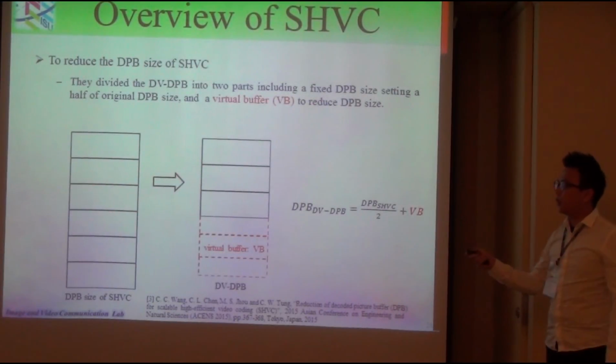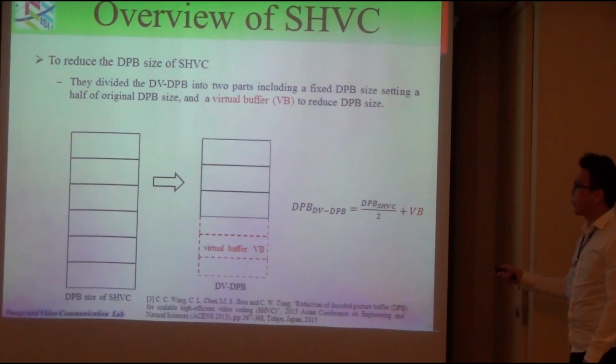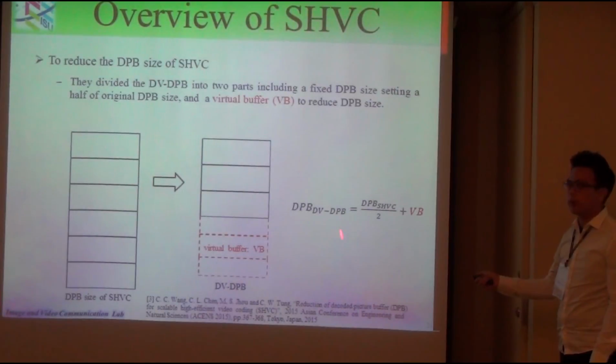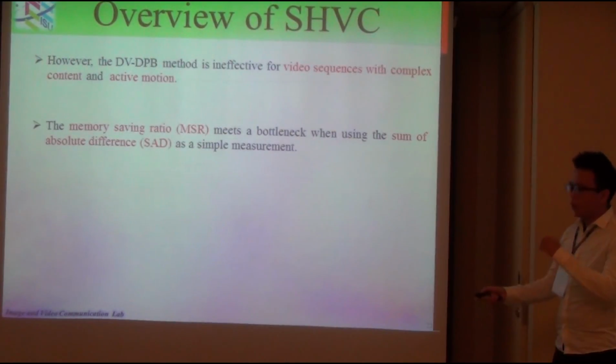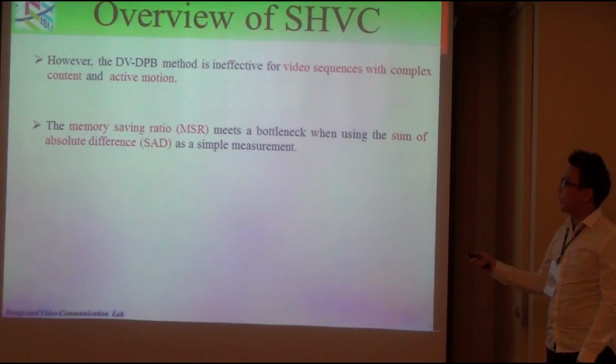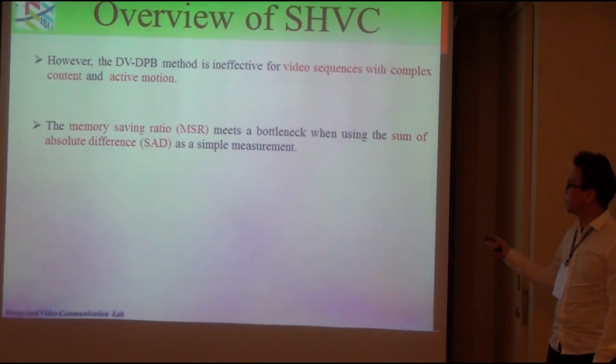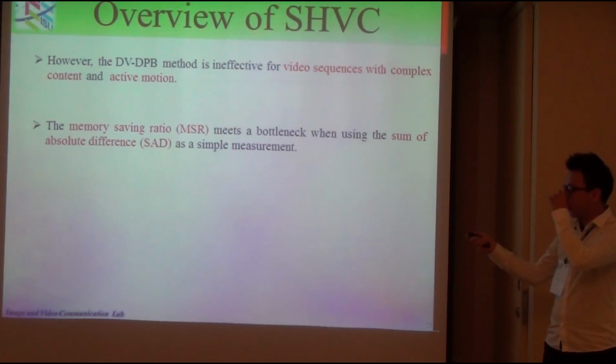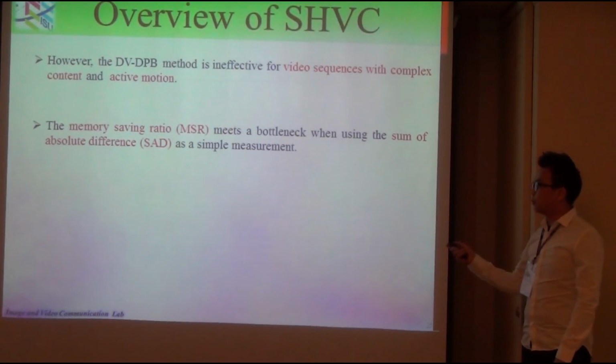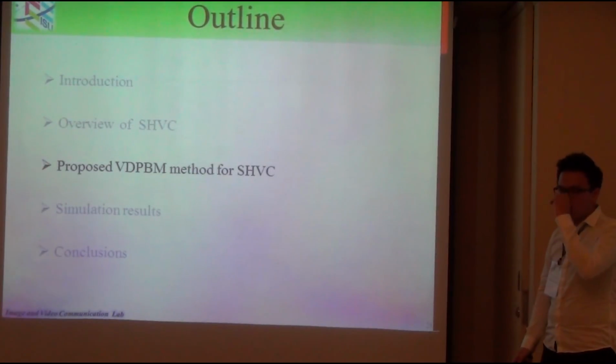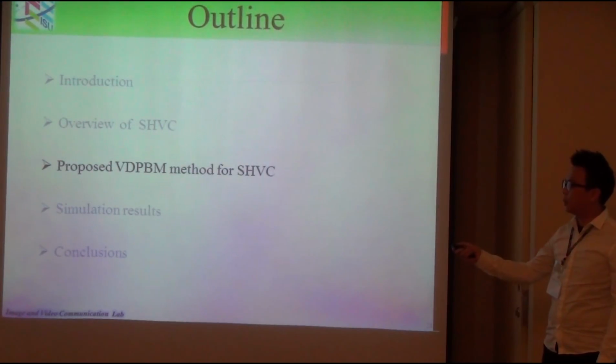They divide the DVDPB into two parts, including a fixed DPB size, setting a half of original DPB size, and a virtual buffer called VB to reduce DPB size. However, the DVDPB method is ineffective for video sequence with complex content and active motion, and the memory saving ratio called MSR meets a bottleneck when using the sum of absolute difference called SAD as a simple measurement. So, we propose the VDPBM method for SHVC.